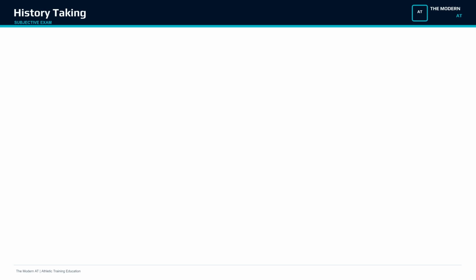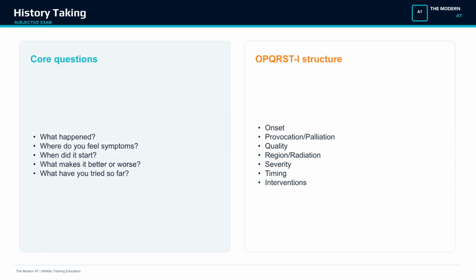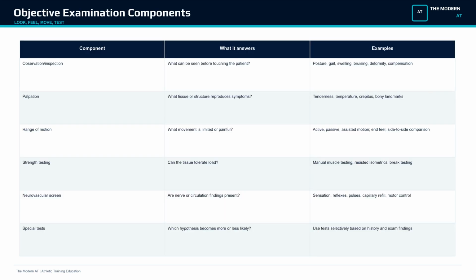History taking is the subjective exam. Start with core open-ended questions like what happened, and structure follow-up questions using OPQRSTI to gather details about onset, provocation, quality, severity, and timing. The objective exam involves observation, palpation, range of motion, strength testing, neurovascular screen, and special tests. Each component helps answer a specific clinical question, guiding your next step in the clinical reasoning process.